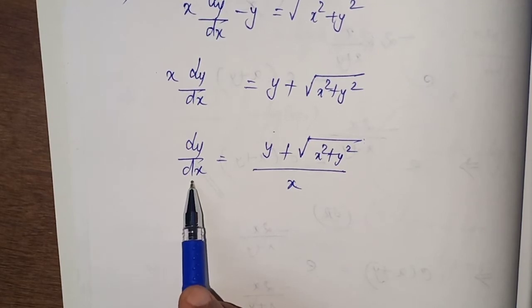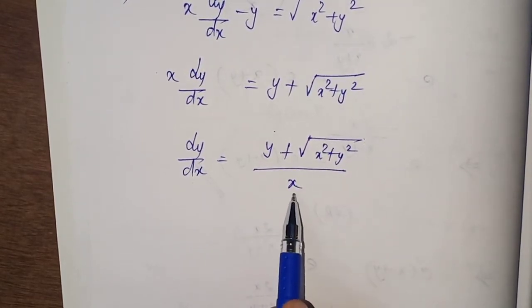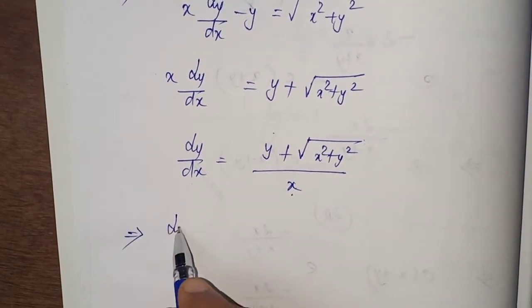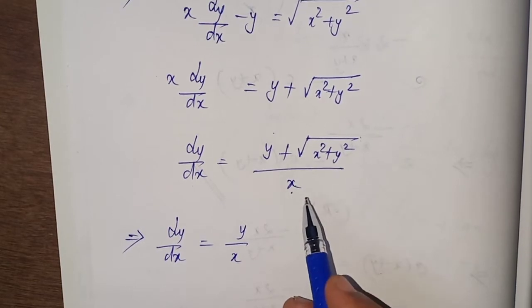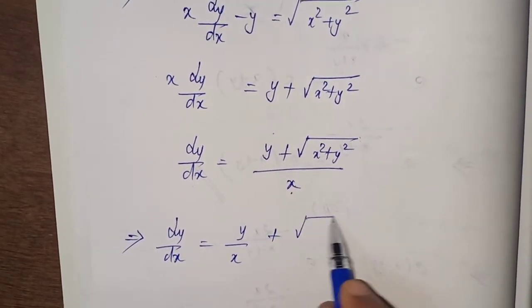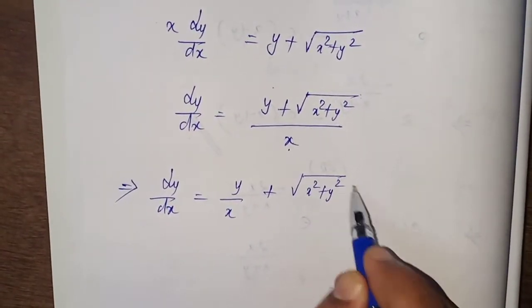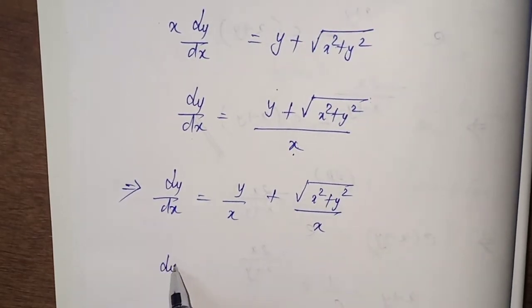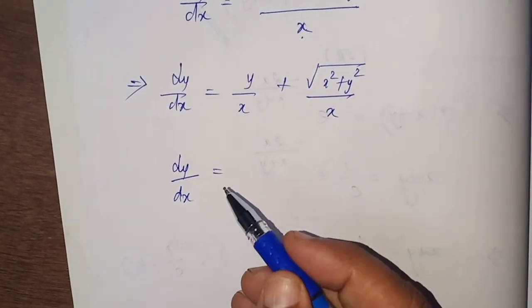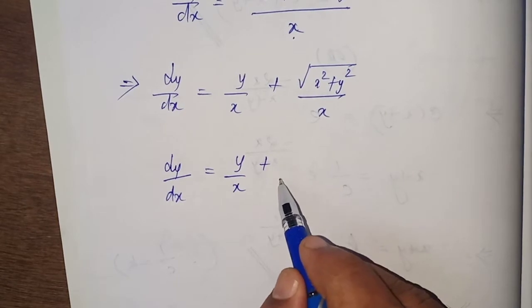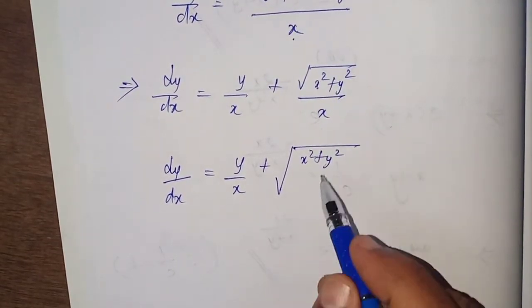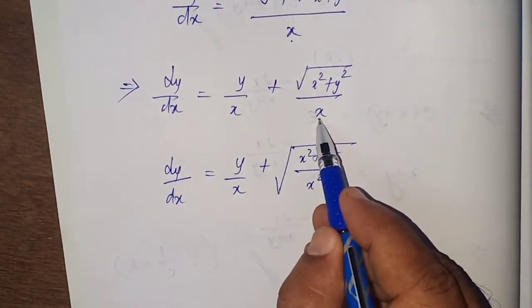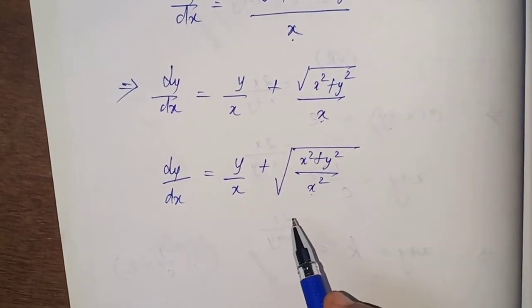Since we have dy by dx, we need the term y by x. Each and every term should be divided by x. Already we have x, so instead of dividing the whole numerator and denominator, you can directly divide y by x and you get the term y by x. Directly divide root of x squared plus y square by x. Then dy by dx equals y by x as it is plus the square root of x square plus y square. This x comes inside the square root as x square, since the square root of x square is x. We have taken it inside.